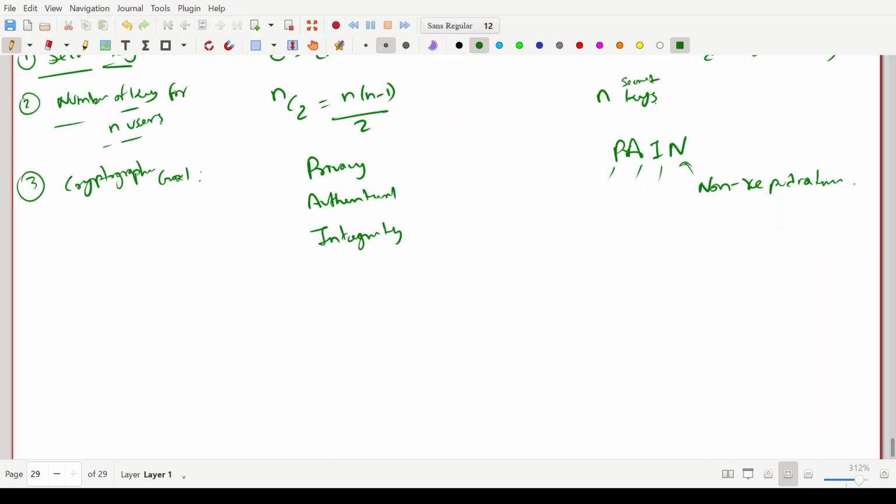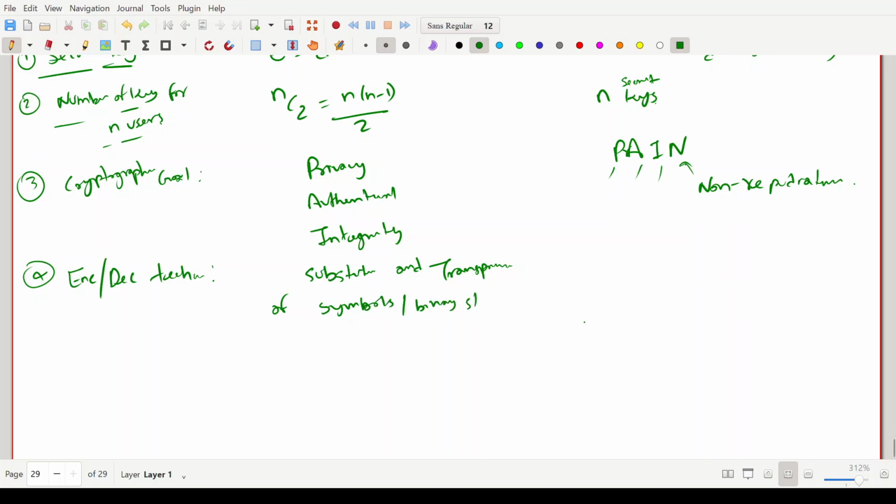And if you talk about the encryption and decryption technique, in the case of symmetric key, what happens? It is based on substitution and permutation or transposition of symbols and binary strings. Whereas in this case it is mathematical functions on numbers.